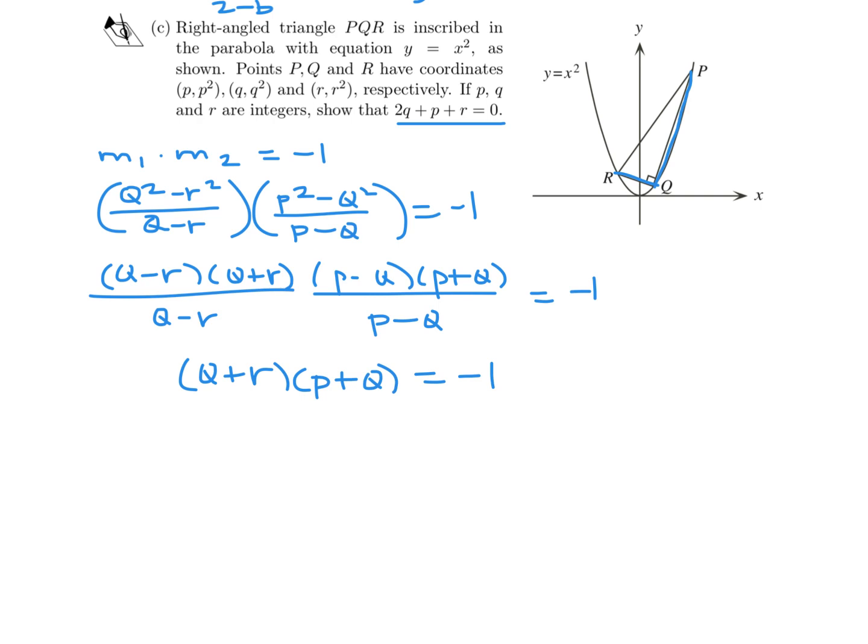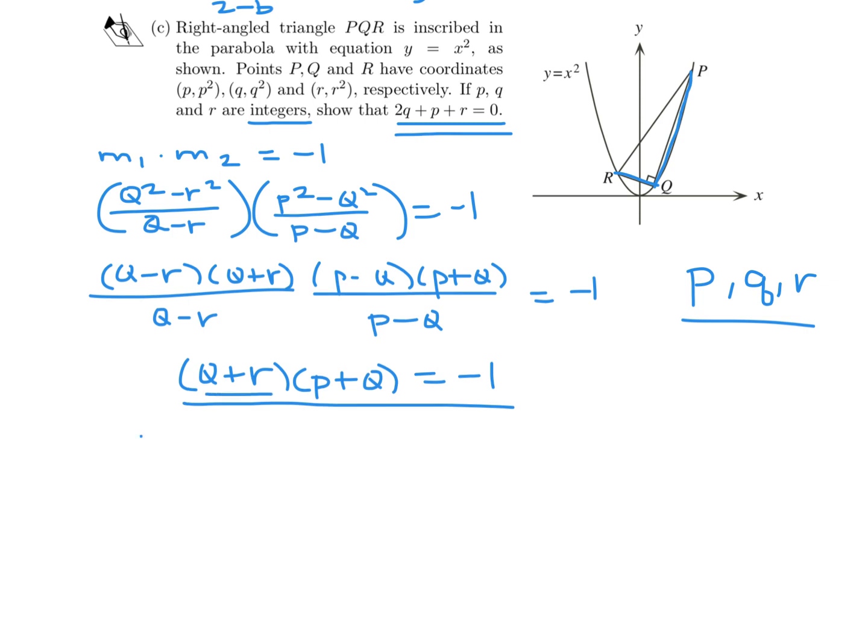So now where do we go from here? Do we expand this? If we expand this, I'm not sure how we're going to get to that, because you're going to have a Q squared in there if you expand it, right? So I don't think expansion is the way to go here. This little clue, I think, is the key, that they're integers, P, Q, and R. Those three are integers. So if that's the case, this actually has limited options.